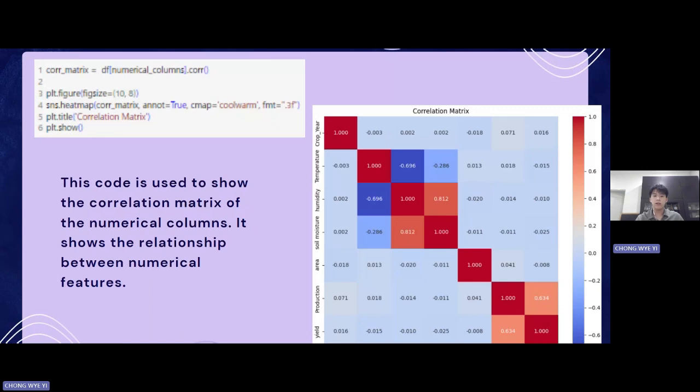And this is the correlation matrix of the numerical columns. It shows the relationship between the numerical features. The redder ones indicate a higher correlation, and the blue ones indicate a lesser correlation with the other features.